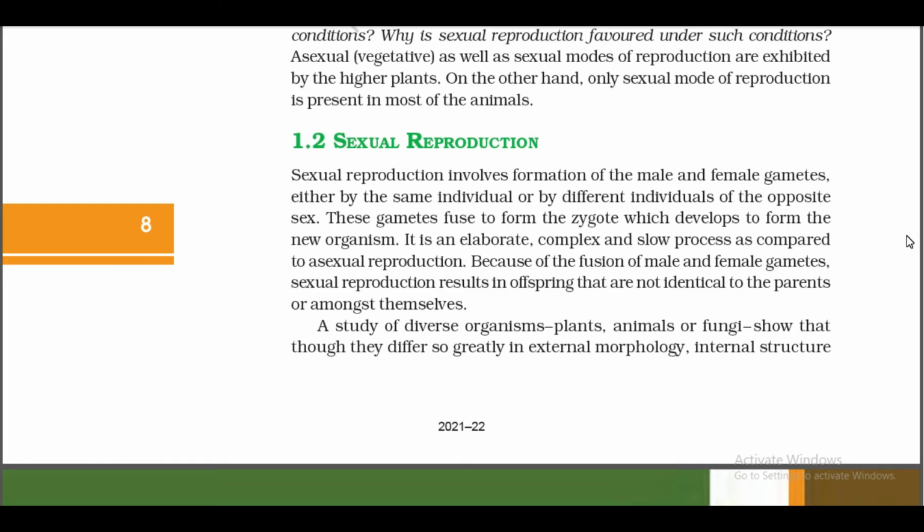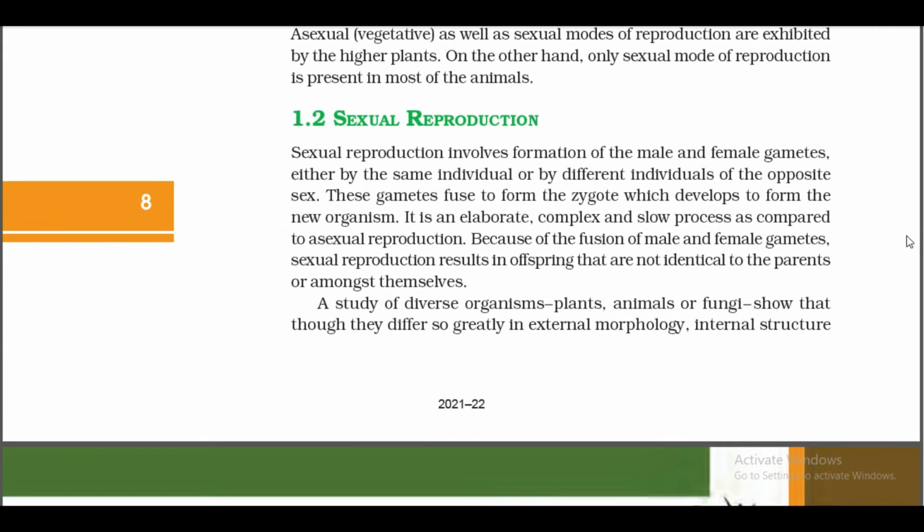1.2 Sexual reproduction. Sexual reproduction involves formation of the male and female gametes either by the same individual or by different individuals of the opposite sex. These gametes fuse to form the zygote, which develops to form the new organism. It is an elaborate, complex and slow process as compared to asexual reproduction. Because of the fusion of male and female gametes, sexual reproduction results in offspring that are not identical to the parents or amongst themselves.